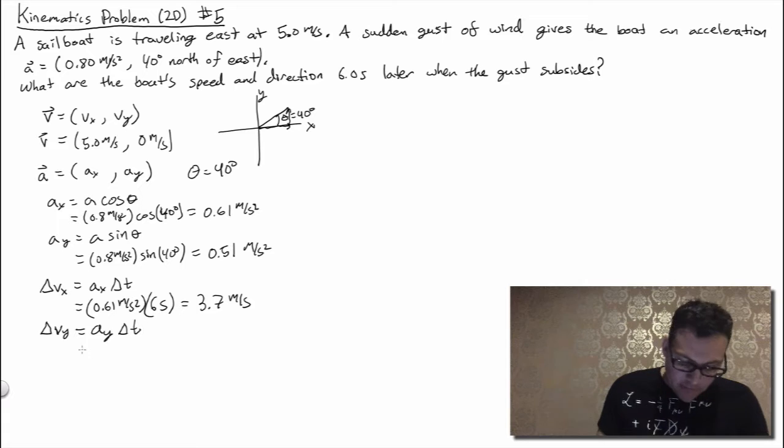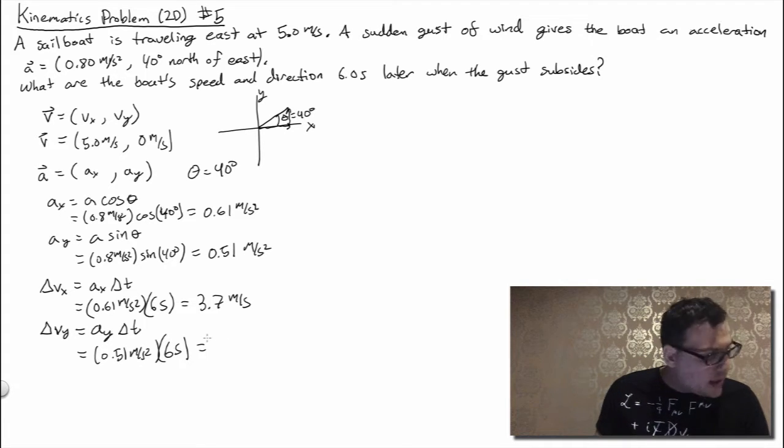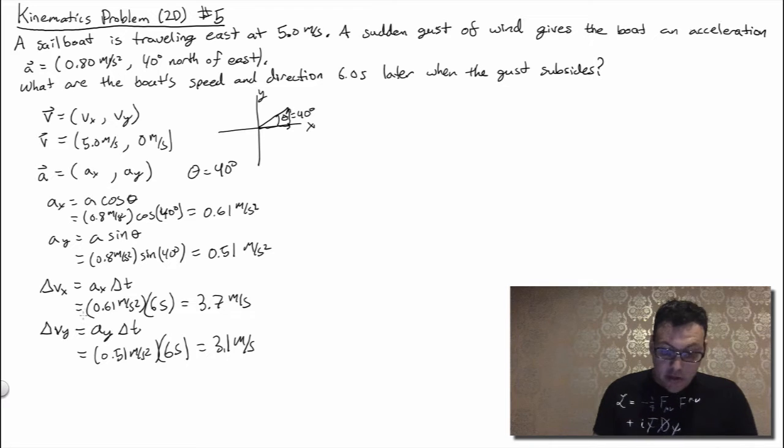You do the same thing for the y. The y component is 0.51 meters per second squared times 6 seconds. And I got 3.1 meters per second. All right, these are the changes. But remember, in the x direction, it already had an initial 5. So we have to add that to this, right?